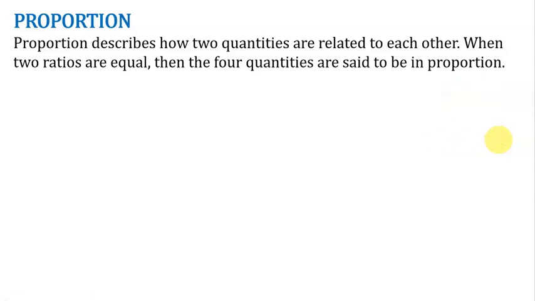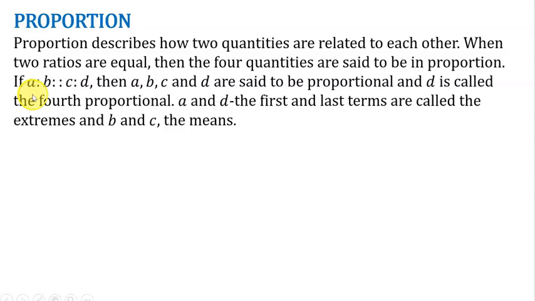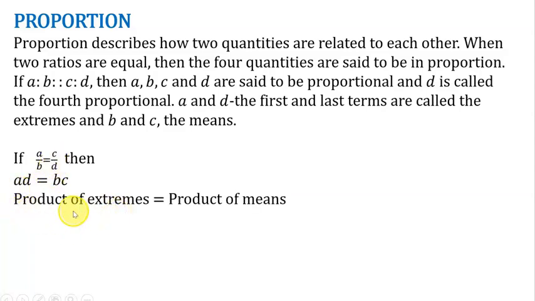Now we will see here. If A is to B is equal to C is to D, then A, B, C and D are said to be proportional, and D is called the fourth proportional. A and D, the first and last terms, are called extremes, and B and C are means. If A upon B is equal to C upon D, then by cross multiplication AD is equal to BC. The product of extremes is equal to the product of means.